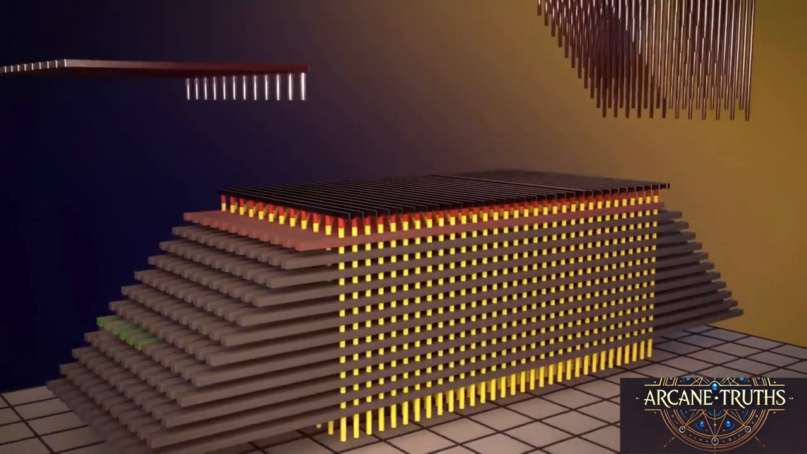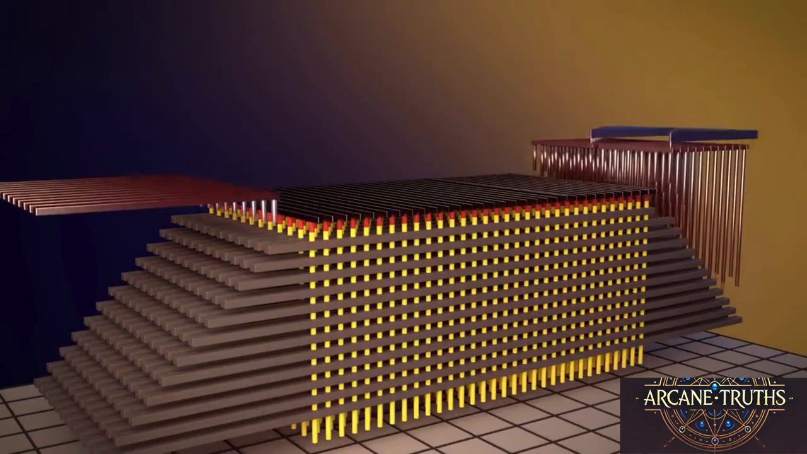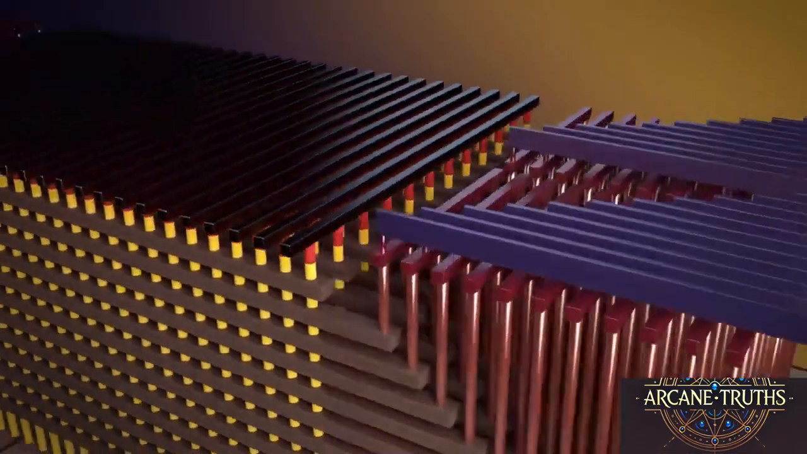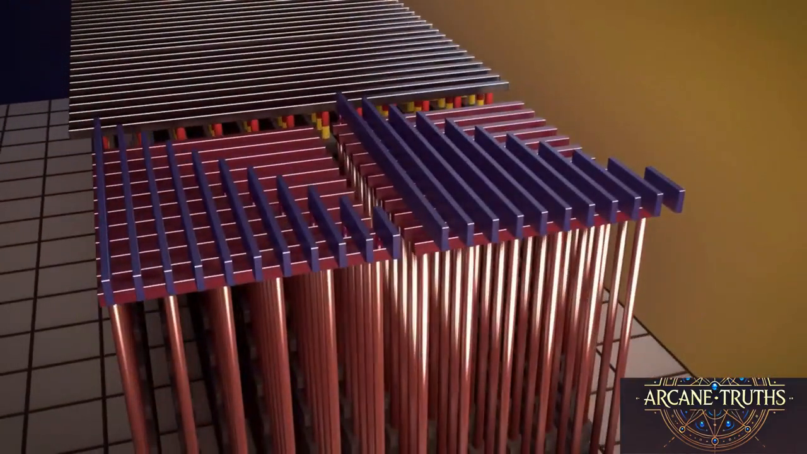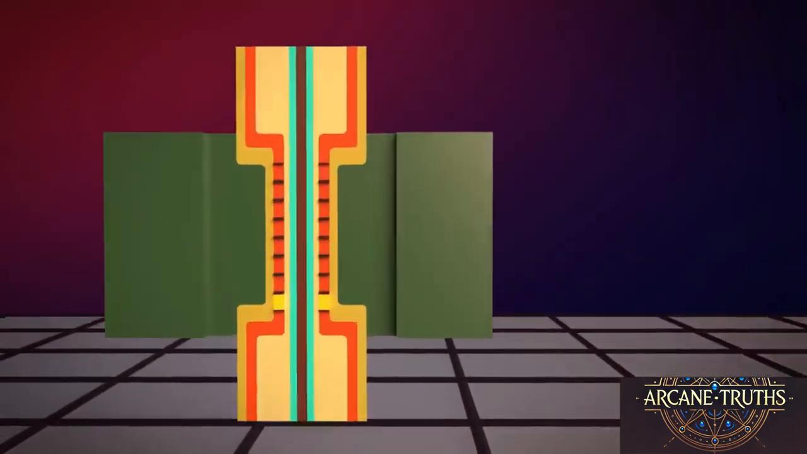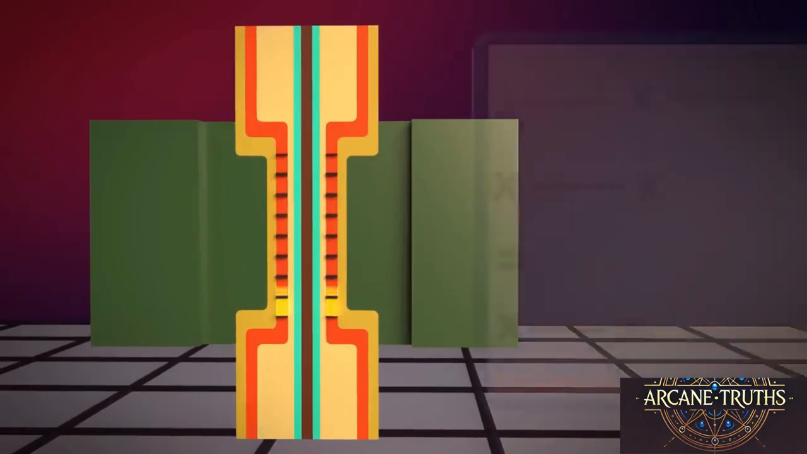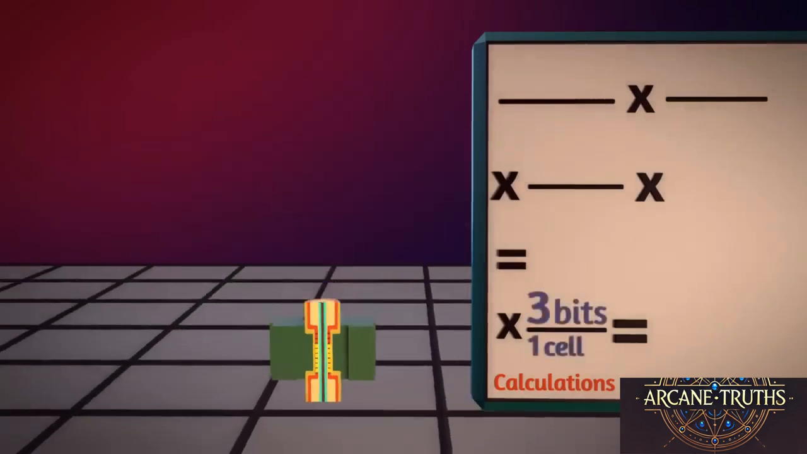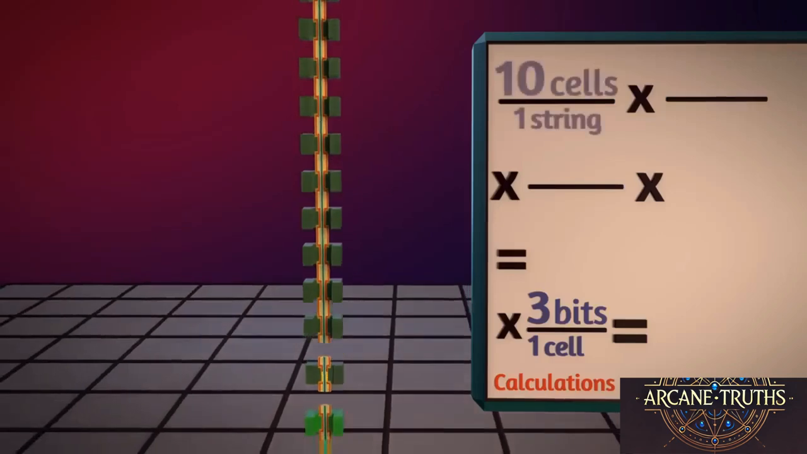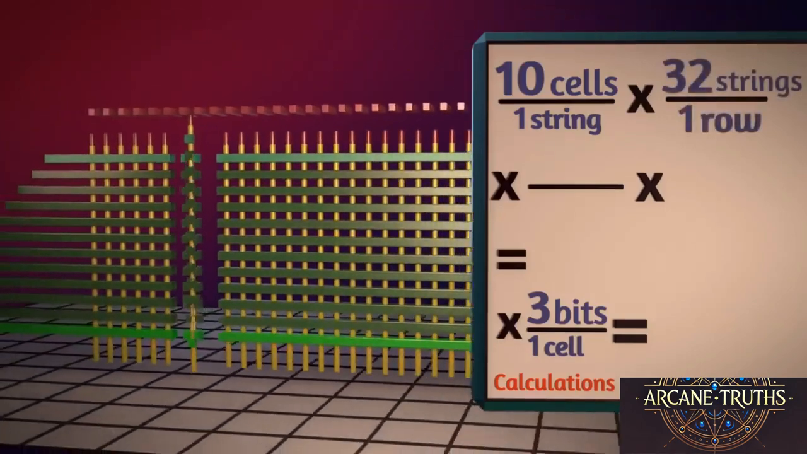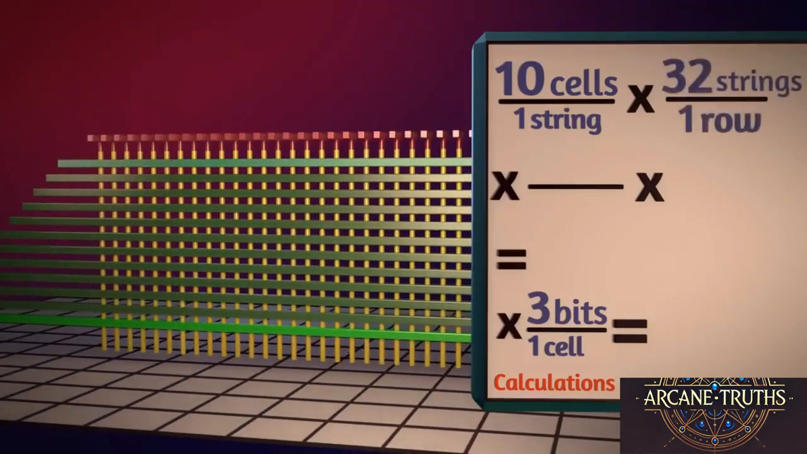Additionally, in order to connect to the bit line selectors and control gate selectors, there are wires that drop down from above and run perpendicular to the bit lines. So let's quickly recap. 8 different levels of electrons are placed on charge traps in order to store 3 bits of information. These charge trap flash memory cells are stacked into strings, 10 cells tall, which are duplicated into pages of 32 strings in a row.